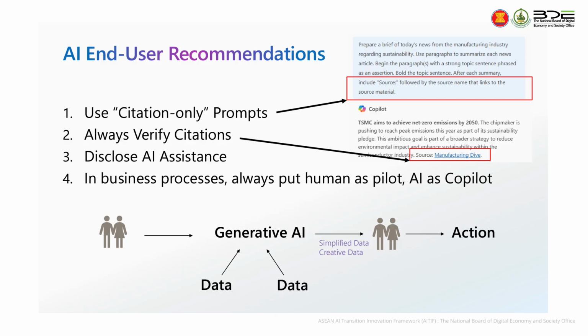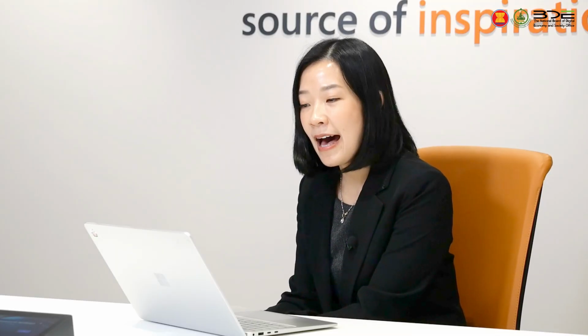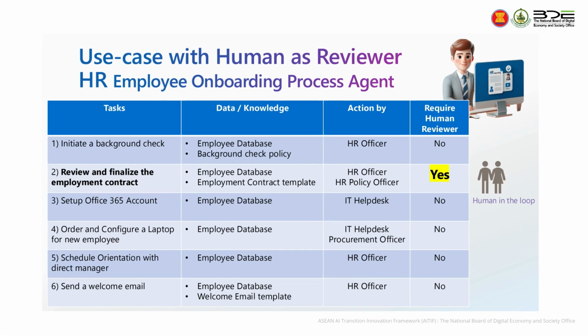The last one, in business processes, the very important one, is that we always have to put a human as a co-pilot in the loop. For example, here we have the user with generative AI. We incorporate that data, and once we simplify and get the output, we need to keep a human in the loop for the business decision making. Just to give an example in a business case, we have AI embedded into the process, with humans as a reviewer for the HR employee onboarding process.